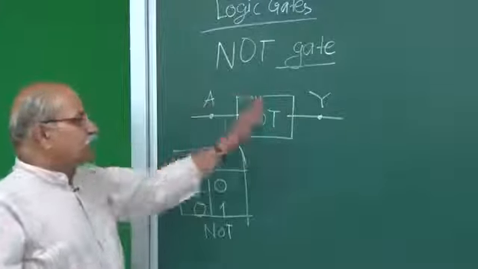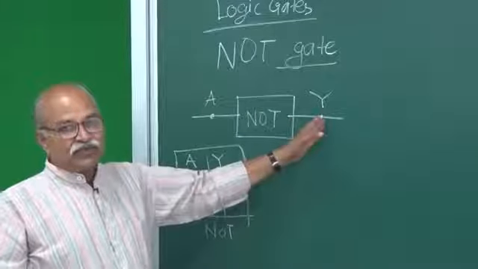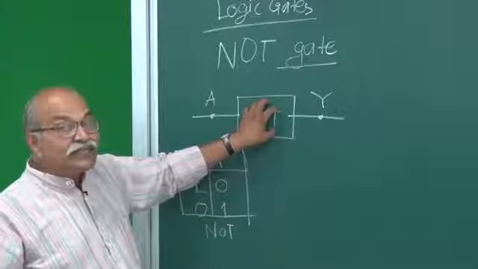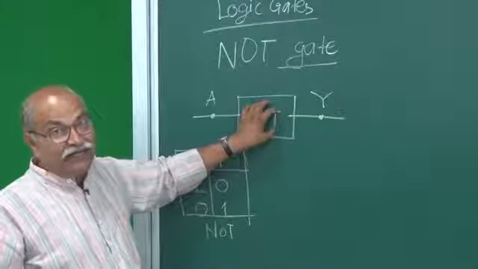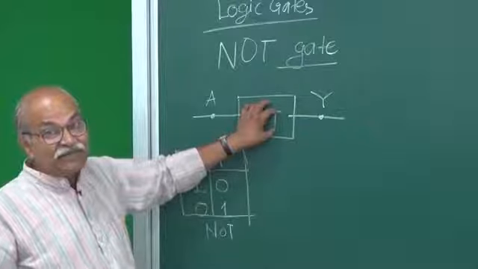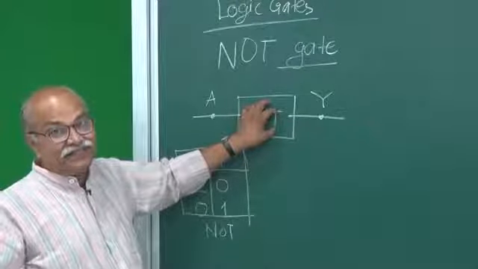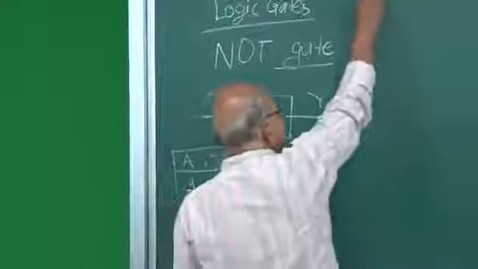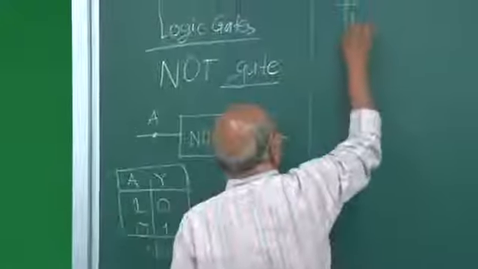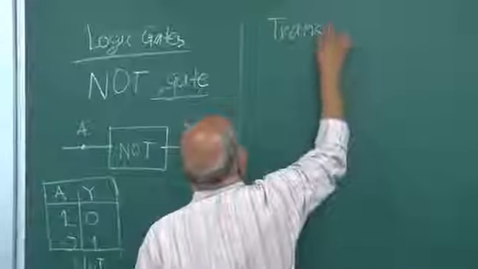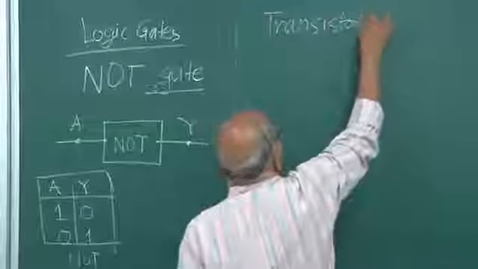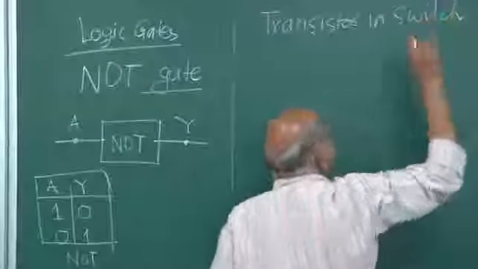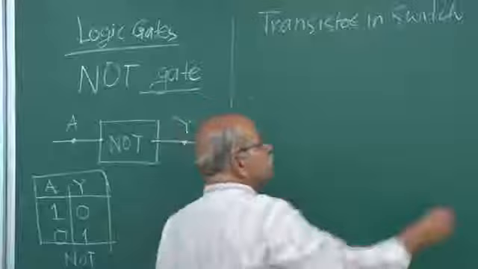So if this is 1, this should be 0. If this is 0, this should be 1. That kind of circuit is known as a NOT gate, and you must remember we have already discussed this kind of circuit, and it's nothing but a transistor in switch mode.